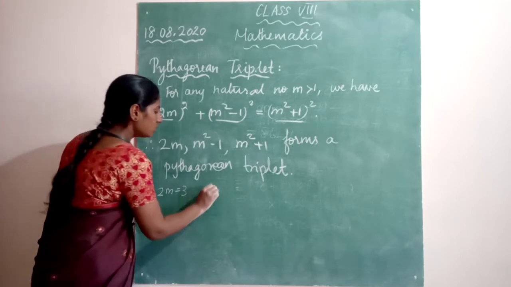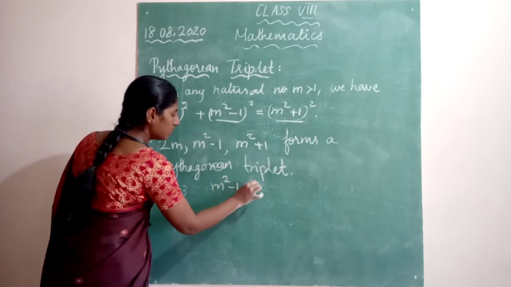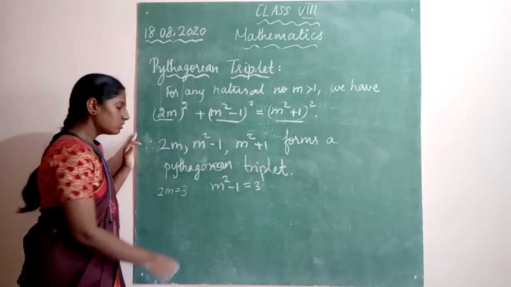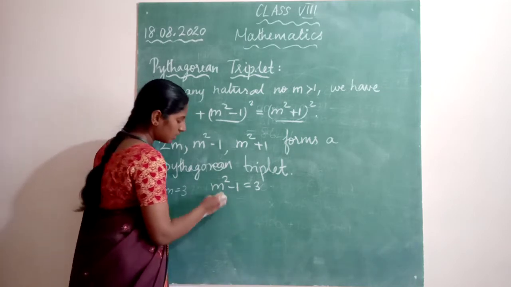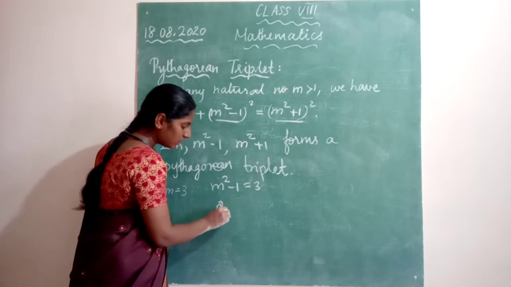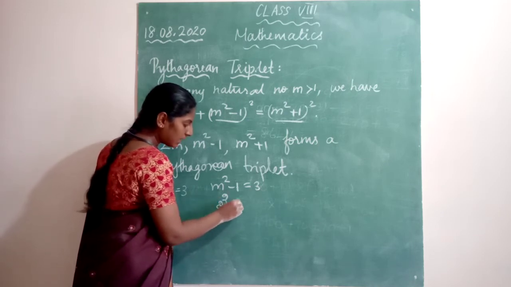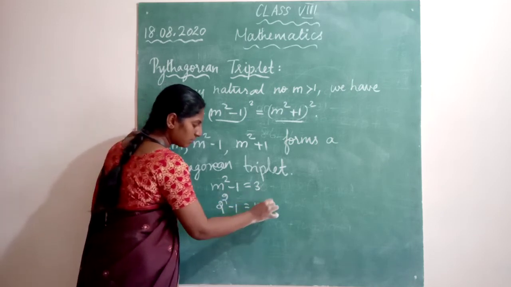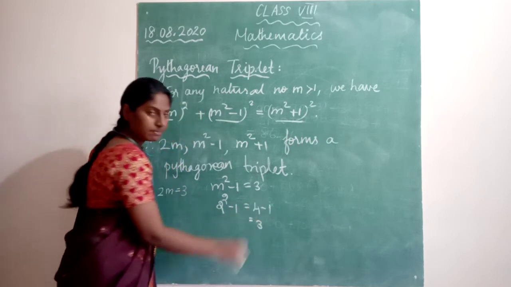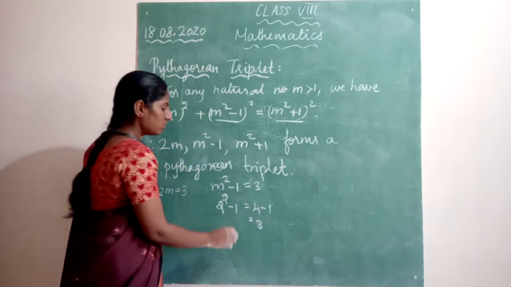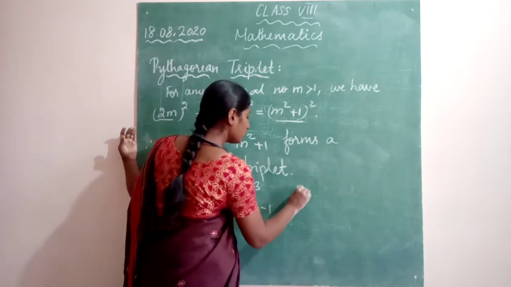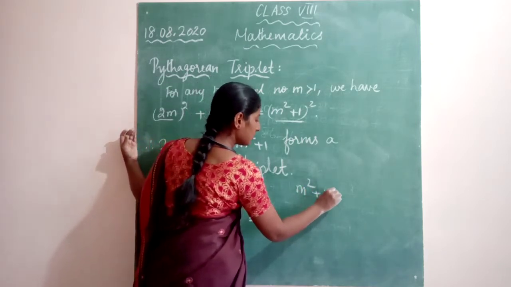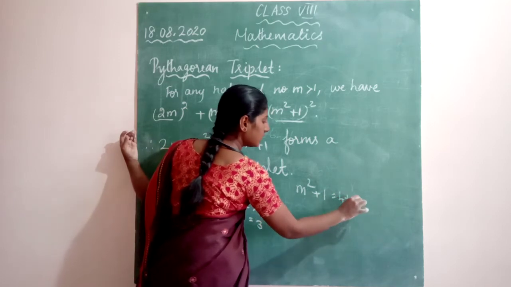So m square minus 1 equal to 3. So here if you have 4, then 4 minus 1 is 3. So in place of m you will have 2, and 2 square minus 1 is equal to 4 minus 1, that is equal to 3. So m square minus 1 is 3. And then what about m square plus 1? So m square plus 1 is 4 plus 1, that is 5.